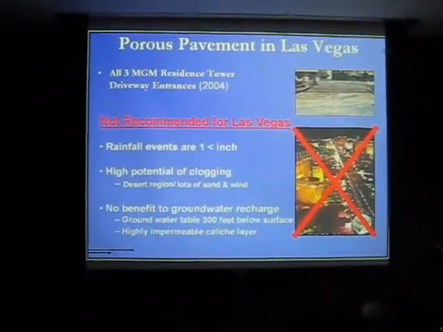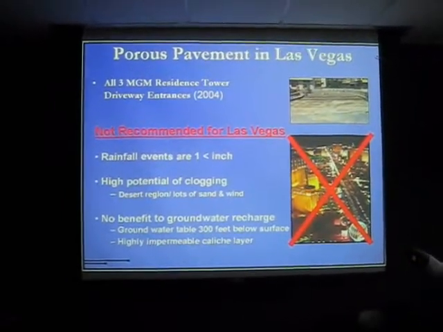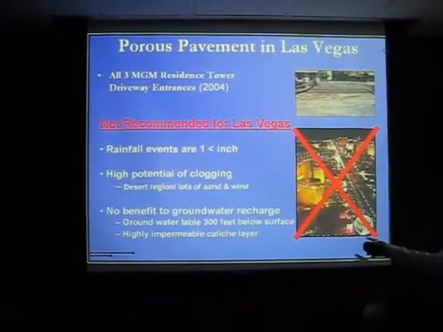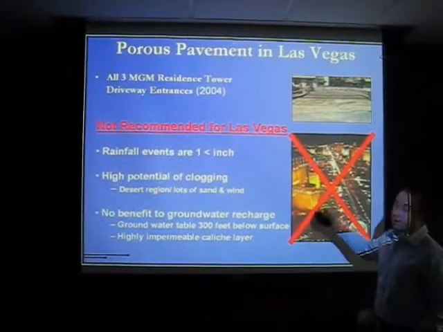There's a high potential of clogging because we live in a desert, with lots of sand and wind that can clog the pores, and there's no apparent benefit to groundwater recharge. Our groundwater table is approximately 300 feet below the surface, and there's a highly impermeable caliche layer above it.